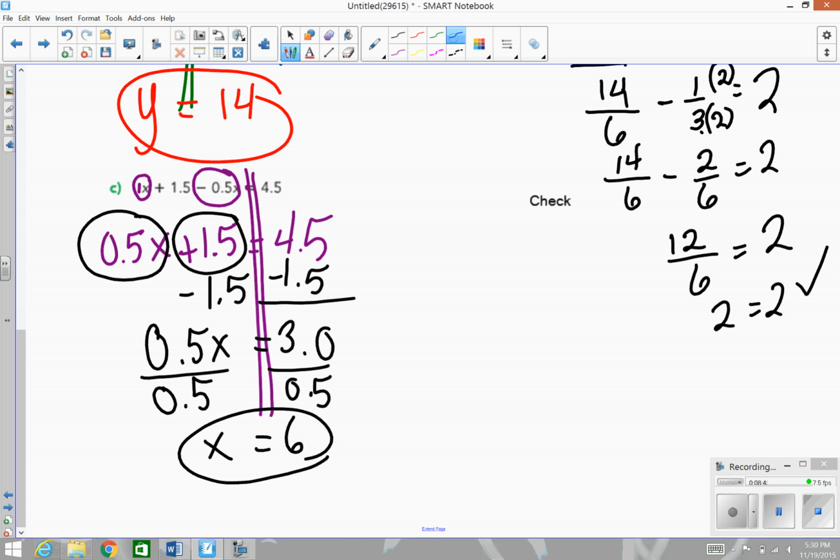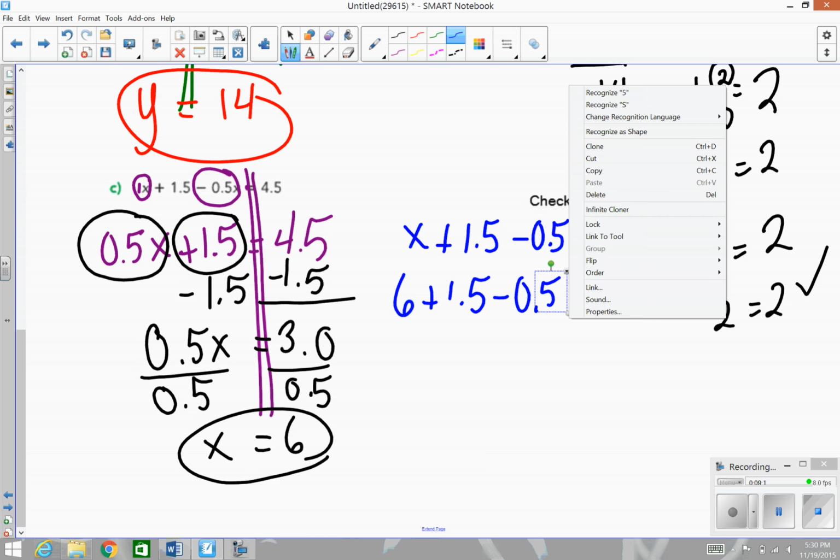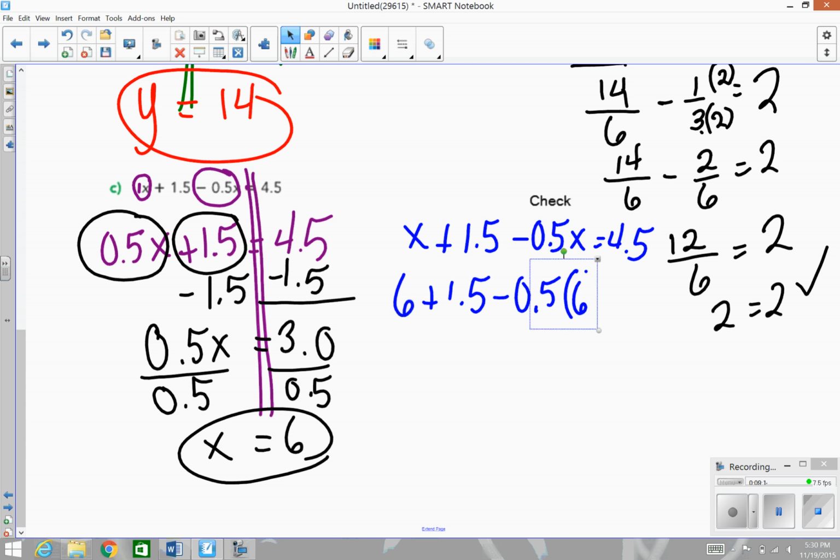So I have my solution. The variable is alone on one side. Now I can check. x plus 1.5 minus 0.5x equals 4.5. Anywhere you see an x, we're now going to replace it with a 6. In this case, that means 2 different x's need to get replaced. So this is 6 plus 1.5 minus 0.5 times 6 equals 4.5.